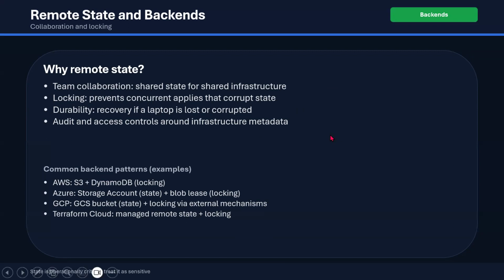Some common state backends: for AWS, Amazon S3 plus DynamoDB tables for locking. For Azure, we use the storage account for state plus blob lease locking. For GCP, we use Google Cloud Storage bucket for state plus locking via external mechanisms. This could be, maybe, an application like Google Authenticator to unlock your state using some kind of code and security mechanisms that can be done or not.